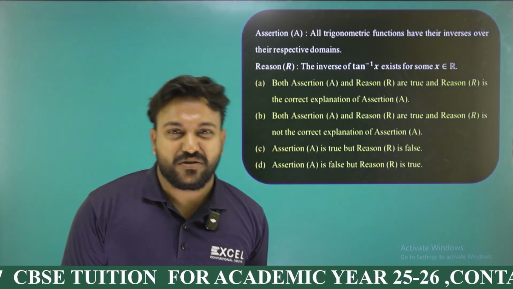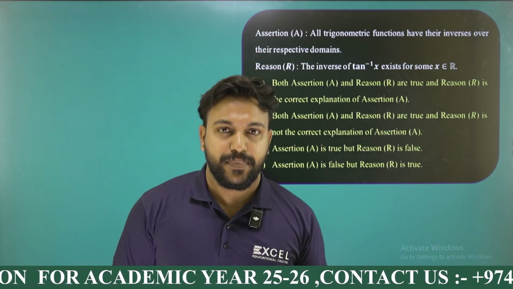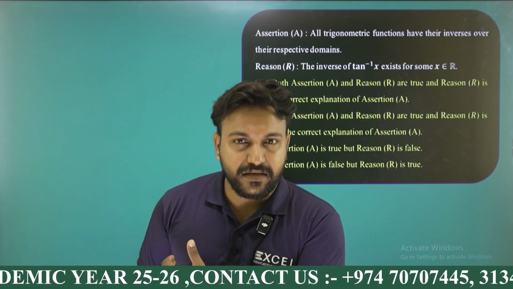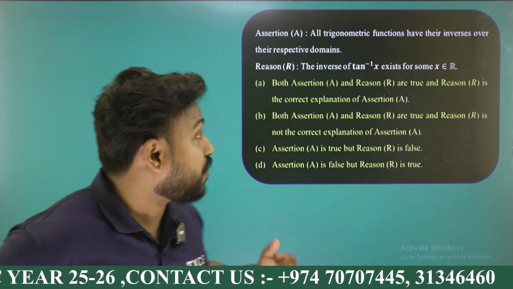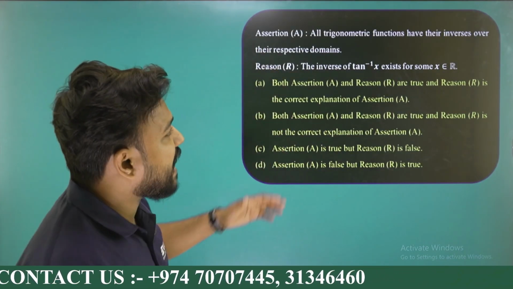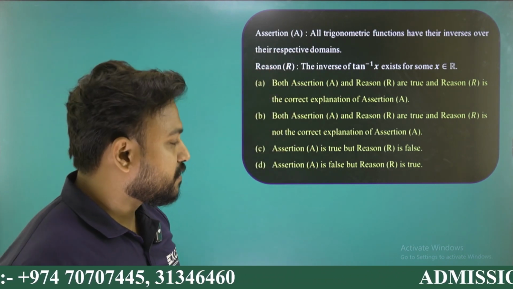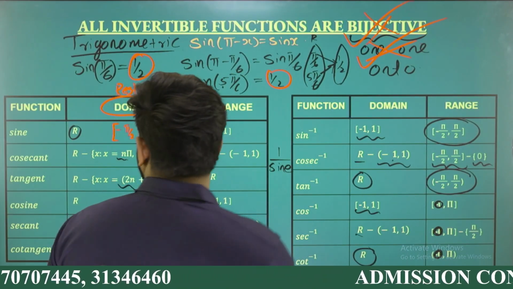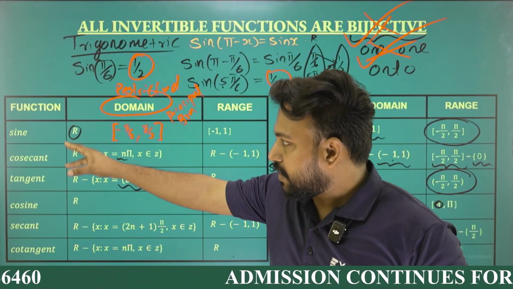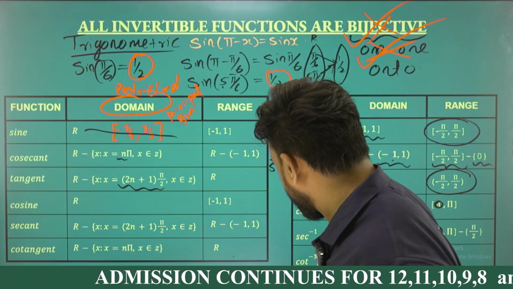It's an assertion and reason question. Most of the assertion and reason questions in the math question paper are based on concepts. So we just explained a little bit of the concept of this chapter, and now we are going for an assertion and reason question. What is the question? All trigonometric functions have their inverse over their respective domain. Listen, this is the domain of trigonometric functions. This is their respective domain. What is the respective domain?